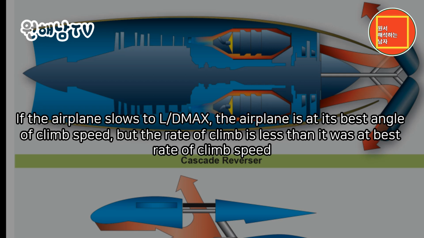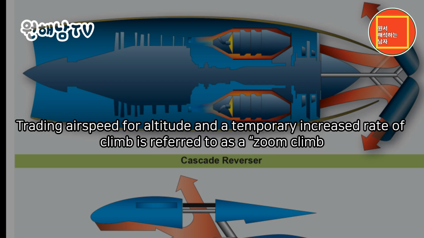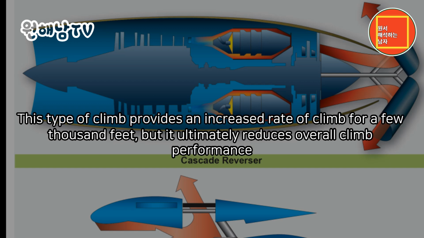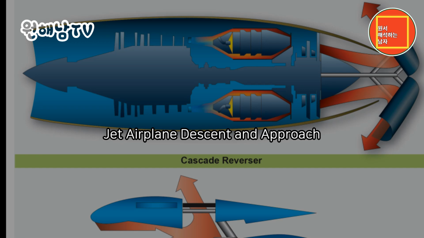If the airplane slows to LDMAX, the airplane is at its best angle of climb speed, but the rate of climb is less than it was at best rate of climb speed. Trading airspeed for altitude and a temporary increased rate of climb is referred to as a zoom climb. This type of climb provides an increased rate of climb for a few thousand feet, but it ultimately reduces overall climb performance. Jet airplane descent and approach.